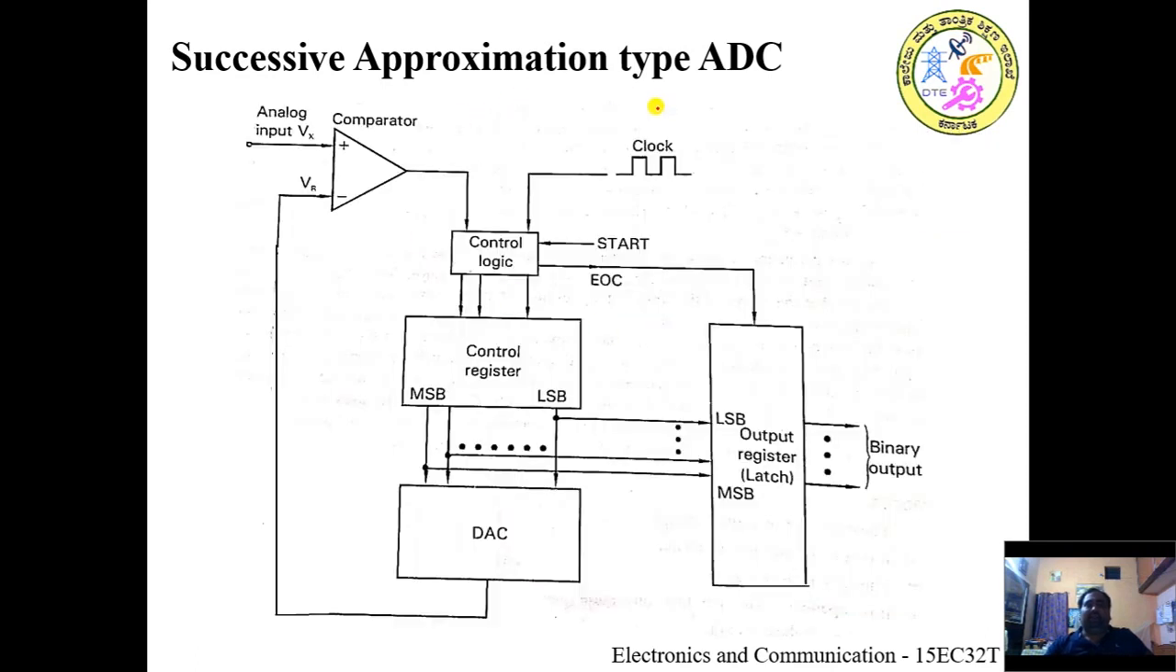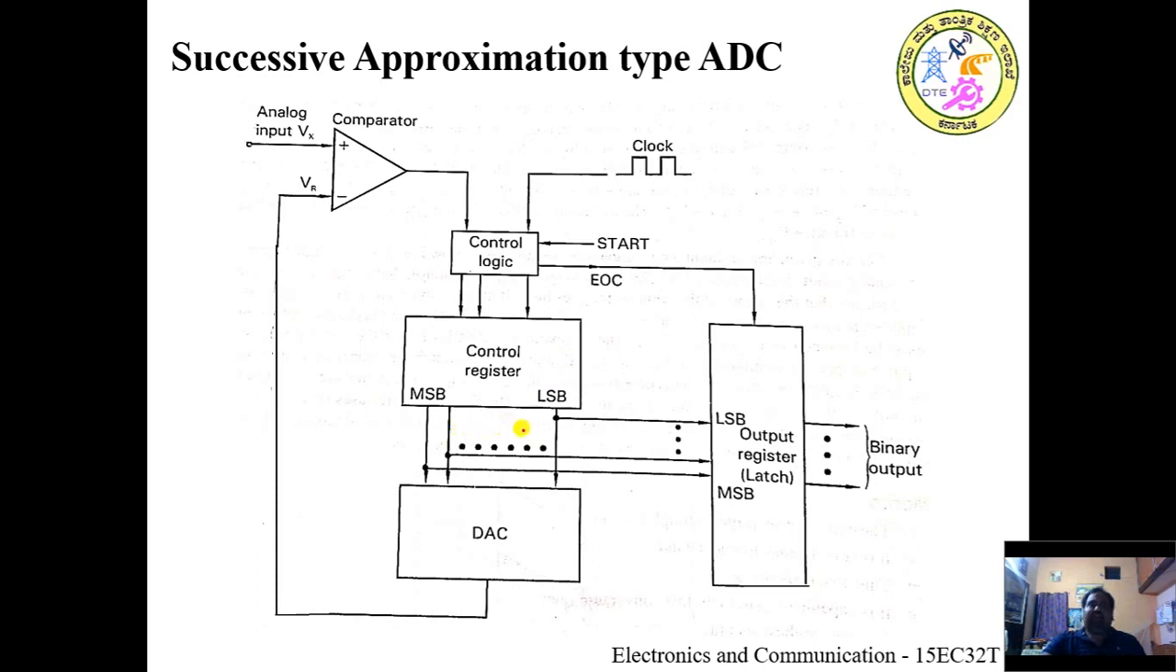So what are the different components that are used in the successive approximation type of ADC? Basically we use a comparator, a control register, as well as a DAC, that is digital to analog converter, and a control and output register or output latch through which we will be getting the output. The control logic first resets all its bits to 000.